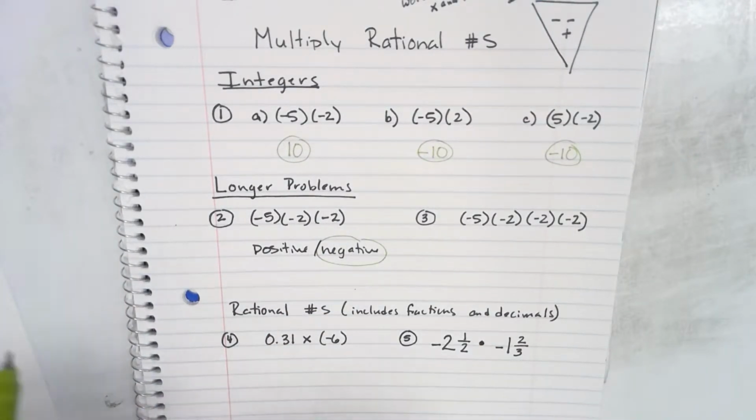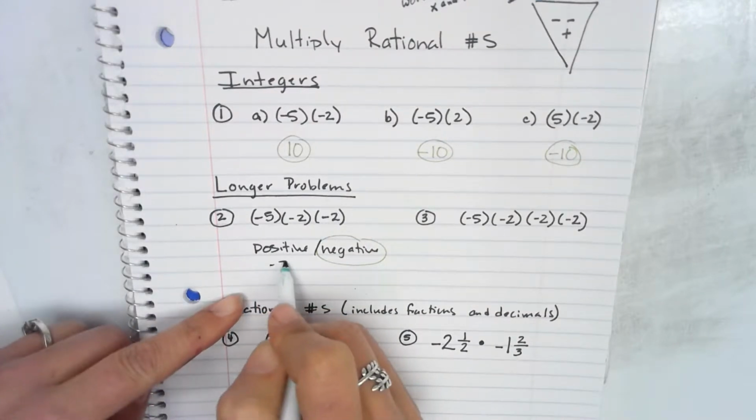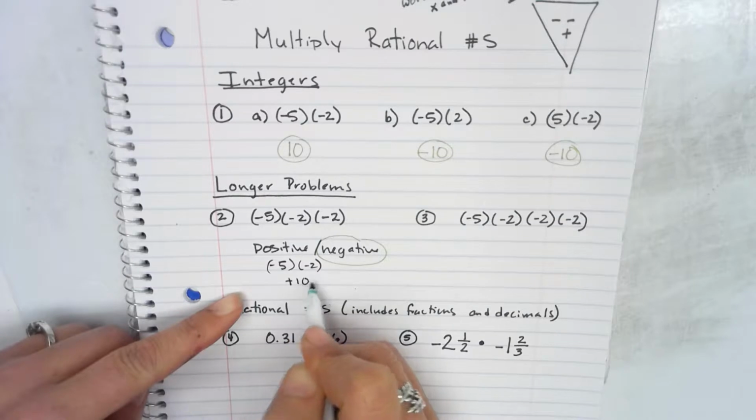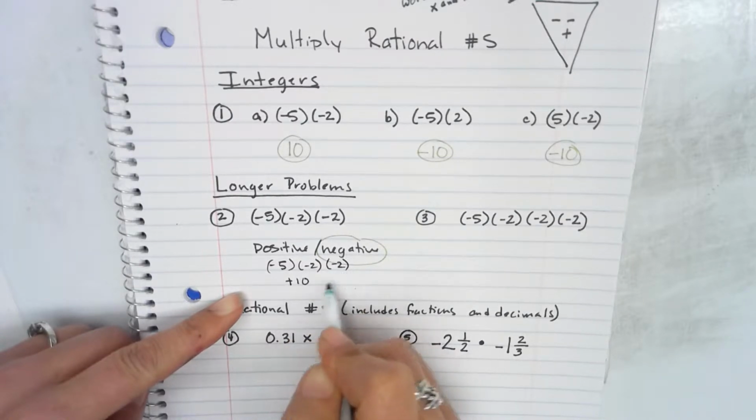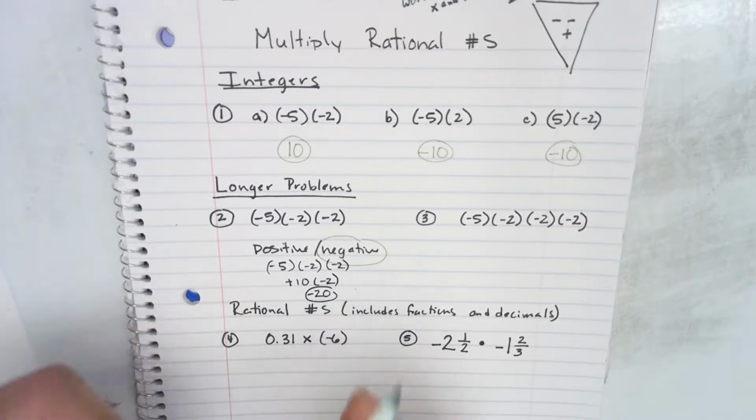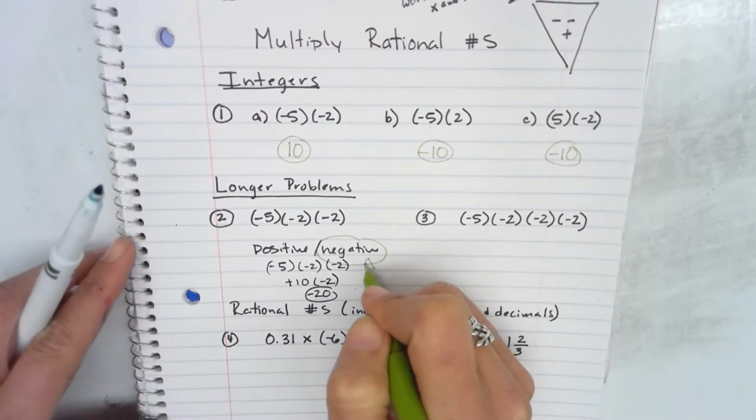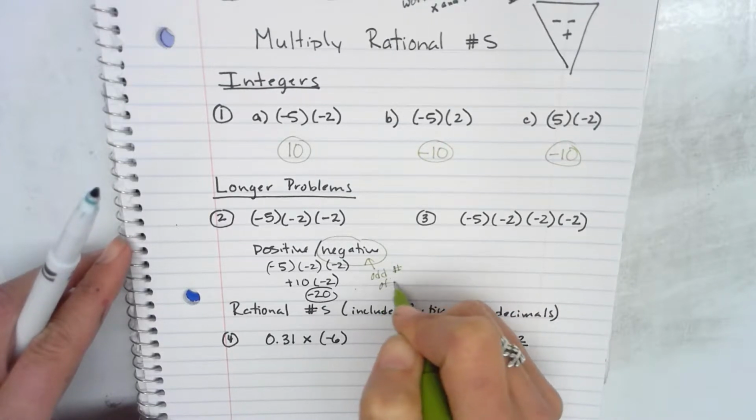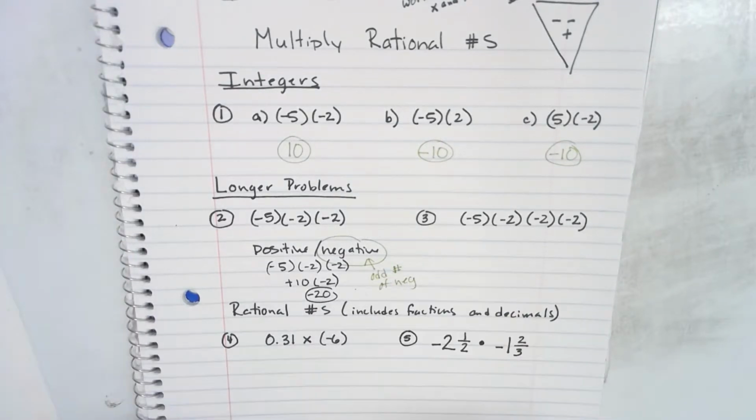The reason it's a negative is that -5 and -2 is going to give us +10. But then when we bring down that third negative, that gets us back to -20. We can say a general rule: if we have an odd number of negatives, we'll end up getting a negative.